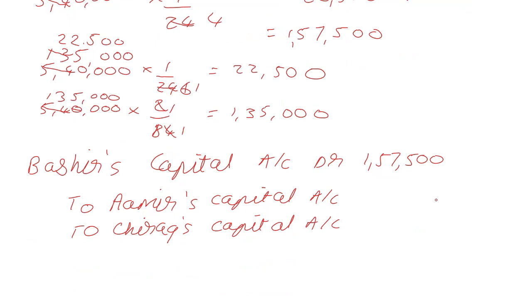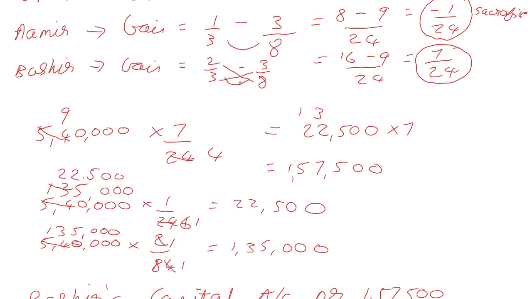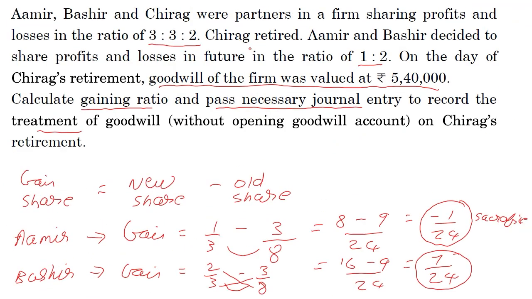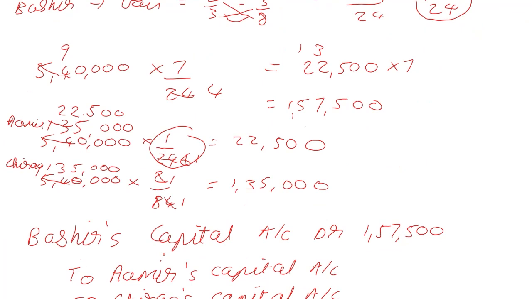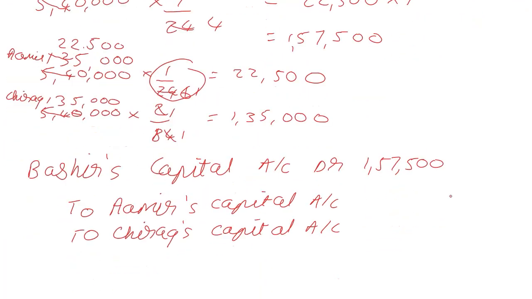So 1,35,000 and 22,500 is our credit entry. Whose is this 22,500? I should have labeled it properly in the starting. 1 by 24 is whose? It is Amir. And the 2 by 8, which I did the calculation for, belonged to Chirag. You have to be careful, otherwise you'll end up inverting the numbers when you make your entry. Amir is 22,500, and Chirag is 1,35,000.